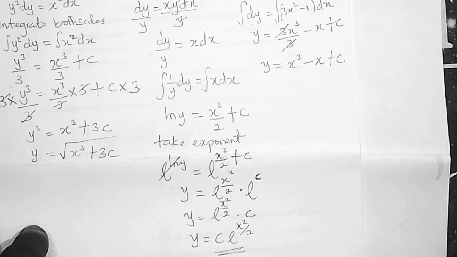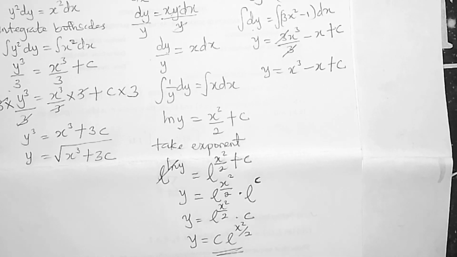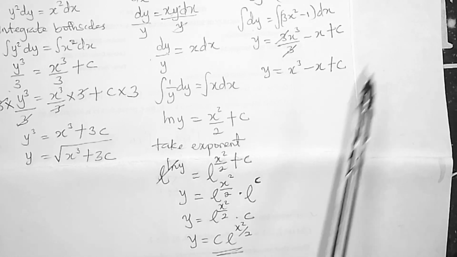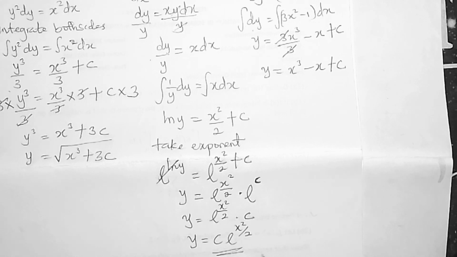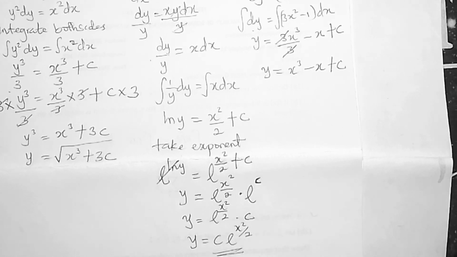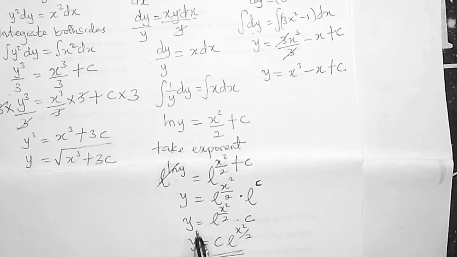How do I get this multiplication? By applying indices. Indices is when I have a number raised to a power and it is having addition, it can become the number raised to the first power multiplied by the number raised to the second power. So that is why I have exponential x squared over 2 multiplied by exponential c. And that will become what? Y equal to exponential x squared over 2.